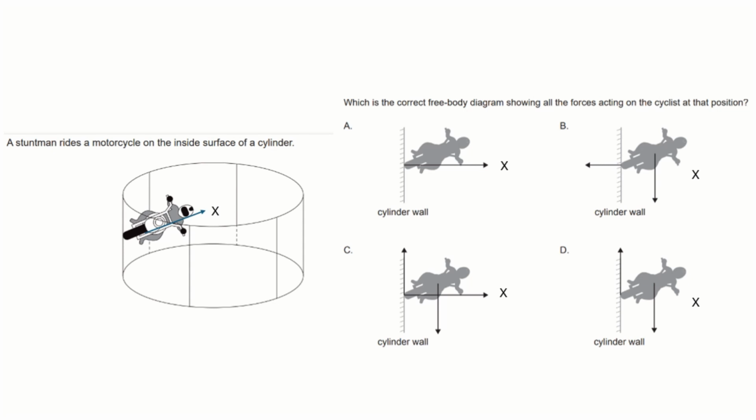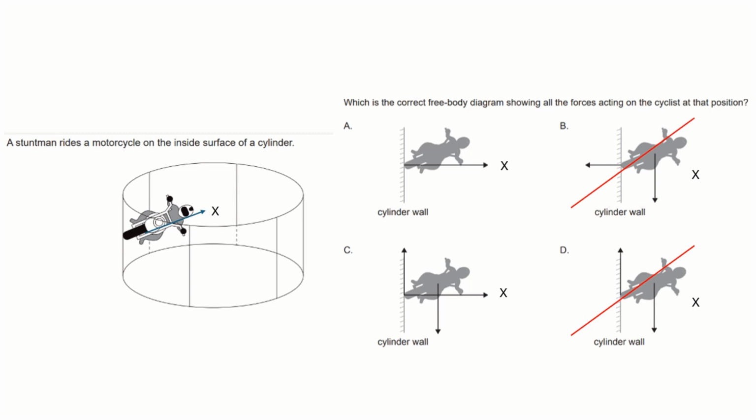Hopefully you can see, we'll start with D, that in D there is no force acting towards the X. There's only an upwards and a downwards force, and so therefore this is not possible. In B, similarly, we have a force acting to the left but not to the right, and so therefore this must be wrong. Now, we've got two options, A and C.